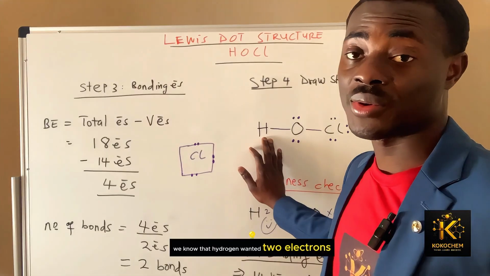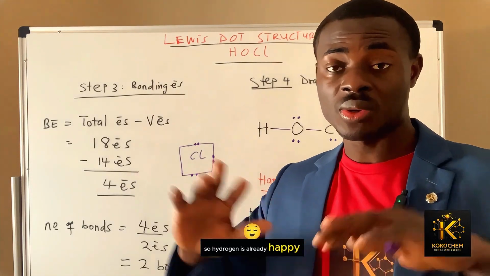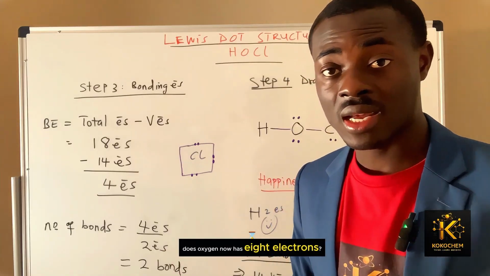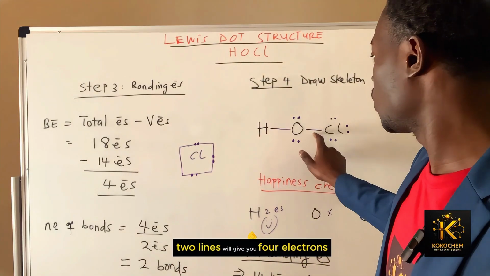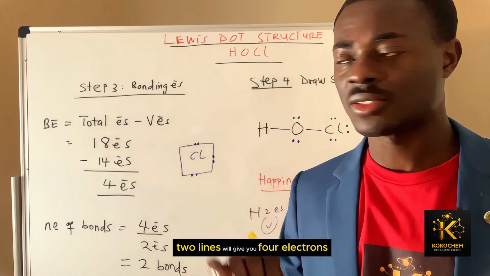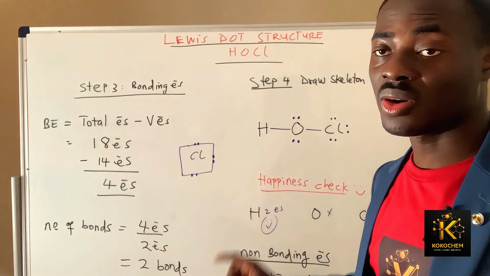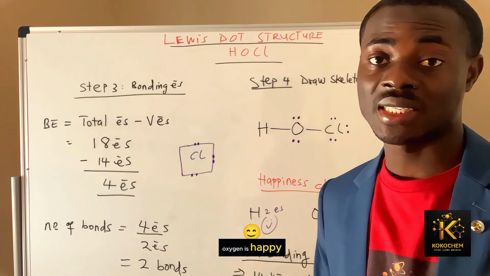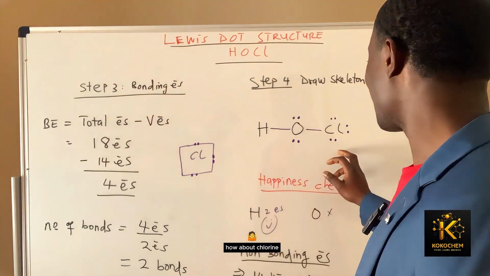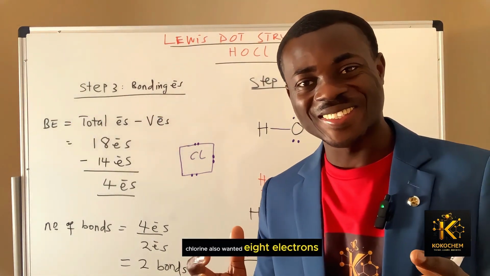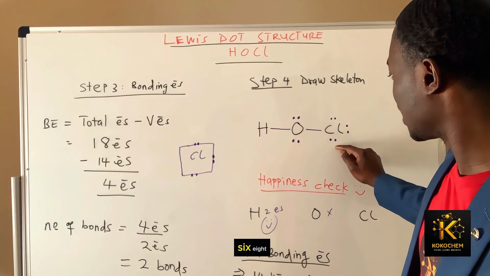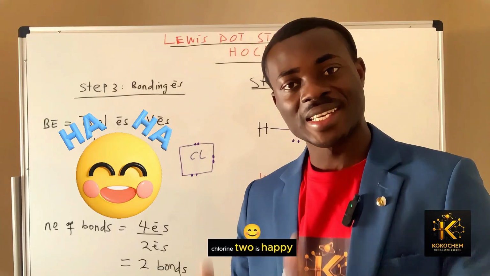Now let's check the happiness level again. We know that hydrogen wanted 2 electrons, so hydrogen is already happy. Oxygen wanted 8 electrons. Does oxygen now have 8 electrons? Let's see. 2 lines will give you 4 electrons, and we have 2 lone pairs on the oxygen. That means oxygen has 8 electrons. Oxygen is happy. How about chlorine? Chlorine also wanted 8 electrons. So let's see if chlorine has 8 electrons. We have 2, 4, 6, 8. Chlorine is happy, right?